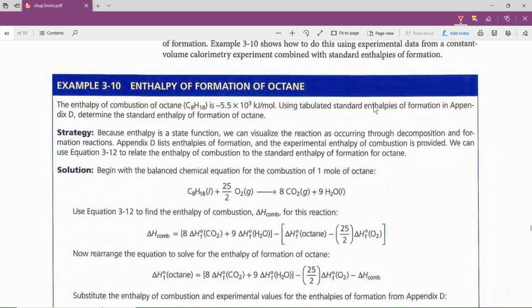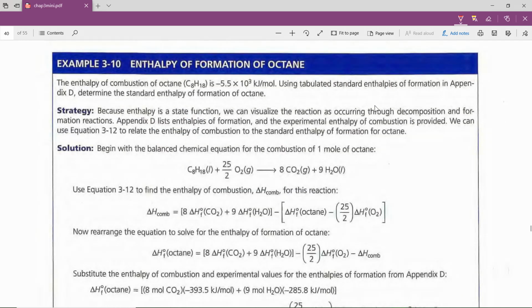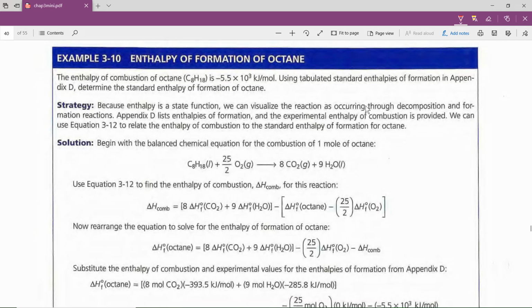Here's an interesting question, example 3.10, where you have to find the enthalpy of formation of something that may not be in a table. On a test, you might not be given all of Appendix D. You might just be given little snippets to help you with the questions. So maybe octane isn't listed, and you are given a reaction enthalpy. Here it's a combustion reaction of octane, and it's minus 5.5 by 10 to the 3. Use tabulated standard enthalpies to determine the standard enthalpy of formation of octane.